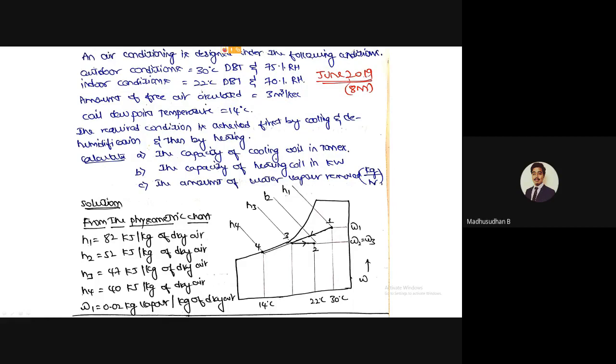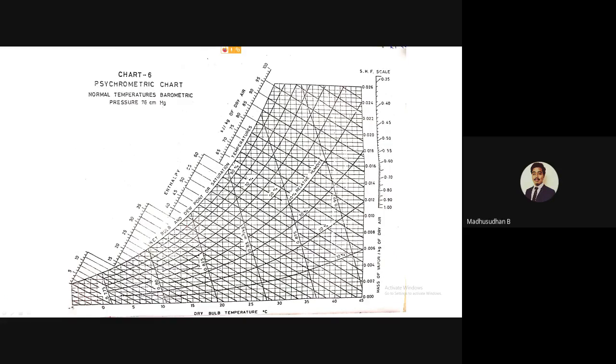First we have to see how to plot all these conditions in a psychrometric chart. So that is very important here. So this is the psychrometric chart. The psychrometric chart is just like a graph for you. So I suggest you have multiple Xerox copies of psychrometric charts and try to plot every problem on the psychrometric chart individually so that you will get clarity on how to plot things.